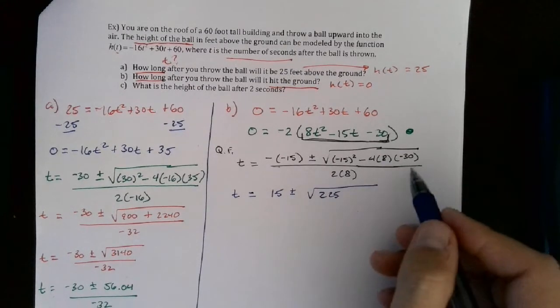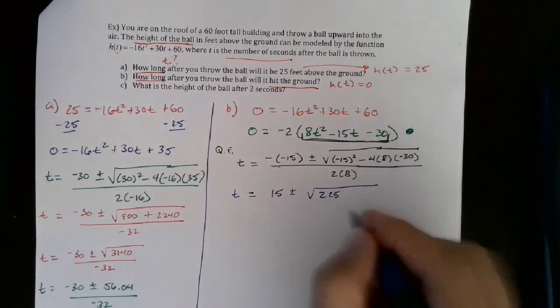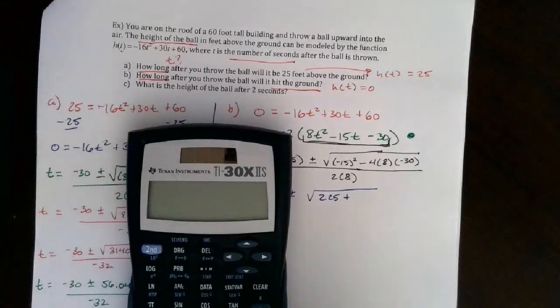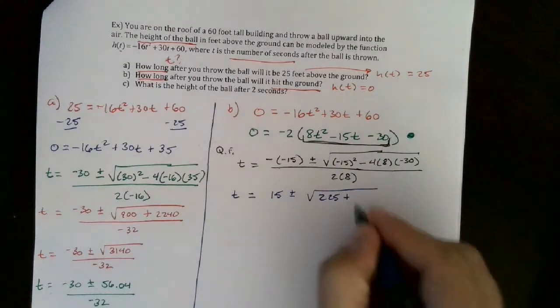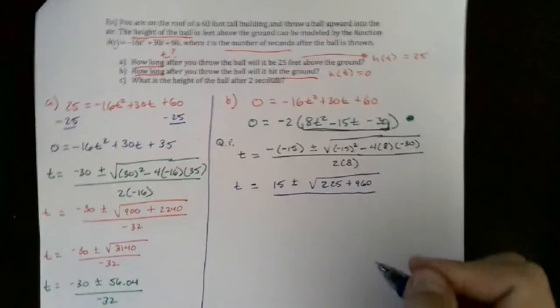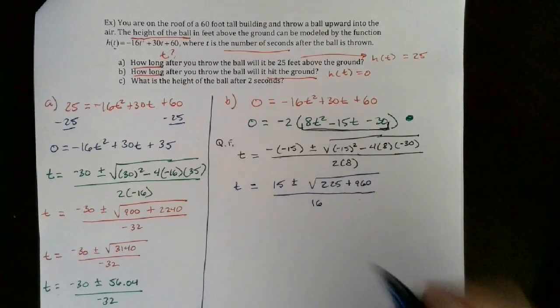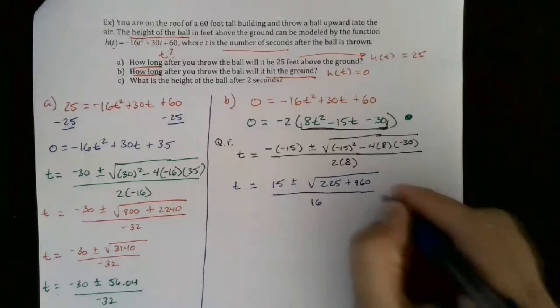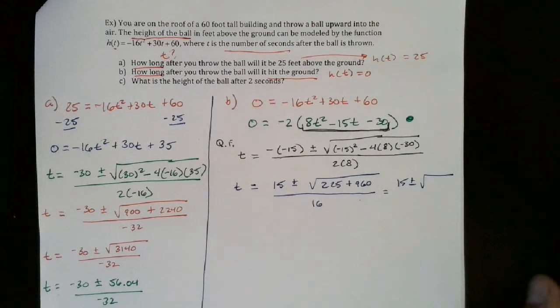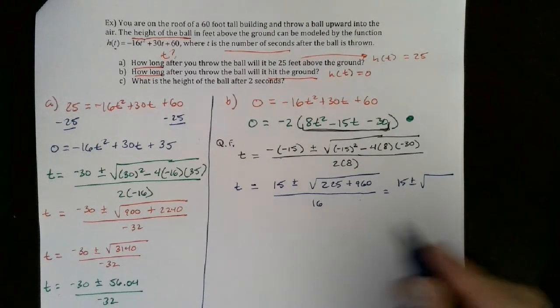Then negative 4 times 8 times negative 30. The negative times the negative makes us a positive. We'll do 4 times 8 times 30 on here just so you see it. We get 960, so 225 plus 960. And this is all divided by 16, since 2 times 8 is 16. And we'll simplify this. This is 15 plus or minus the square root of 225 plus 960, which gives us 1185.